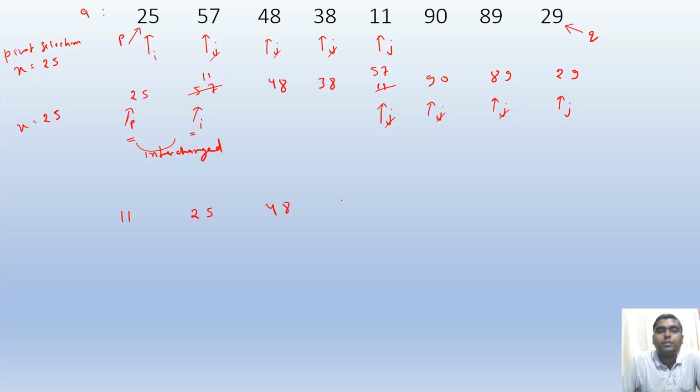and 48, and 38, then 57, then 90, then 80, and then 29. So see the beauty of this algorithm. Now this is your I.